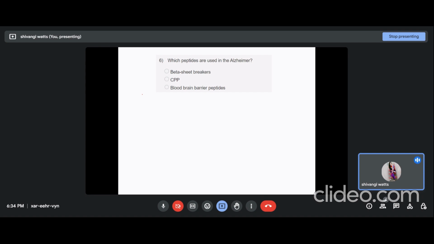Which peptides are used in Alzheimer's? Alzheimer's is a disease which is related to the brain. So the peptides used in Alzheimer's are beta sheet breakers. I feel so. Beta sheet breakers are the peptides which are used in Alzheimer's.